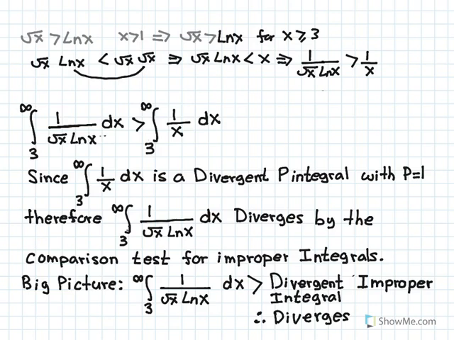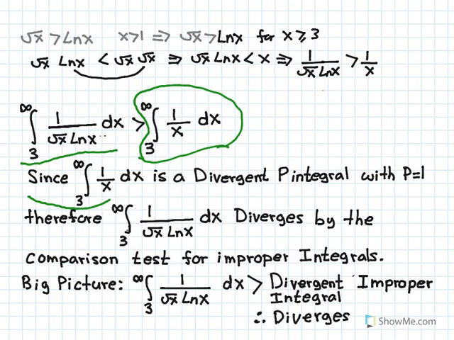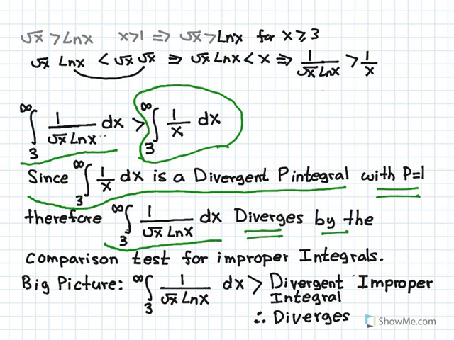So what we have shown is the integral from 3 to infinity 1 over root x log x dx is larger than the integral from 3 to infinity 1 over x dx. What do you notice about this integral? This is a divergent p integral with p equal to 1. So let's repeat that. Since the integral from 3 to infinity 1 over x dx is a divergent p integral with p equal to 1, the integral in question, the integral from 3 to infinity 1 over root x log x dx, diverges by the comparison test for improper integrals.